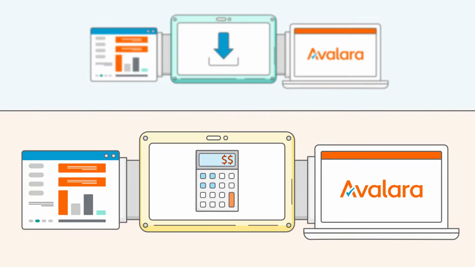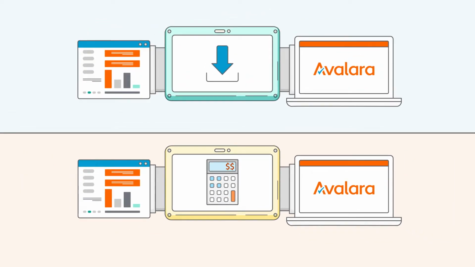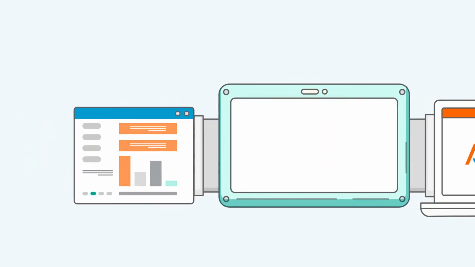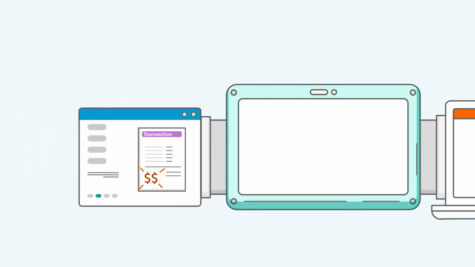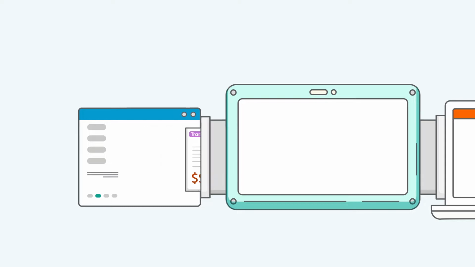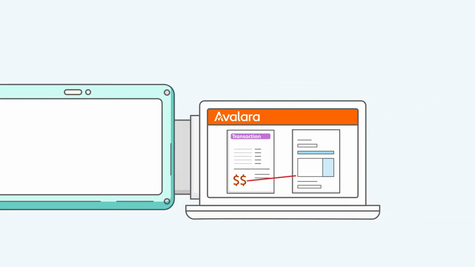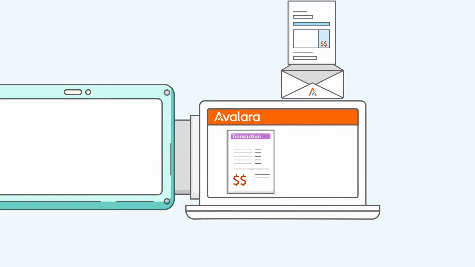There are two types of integrations: integrations that only import your transactions, and integrations that also provide real-time tax calculation. Integrations that only import transactions are easier to set up. These integrations work with platforms that have already calculated sales tax for you. We import your transactions each day and use the tax amounts your other platform already calculated to prepare your tax returns.